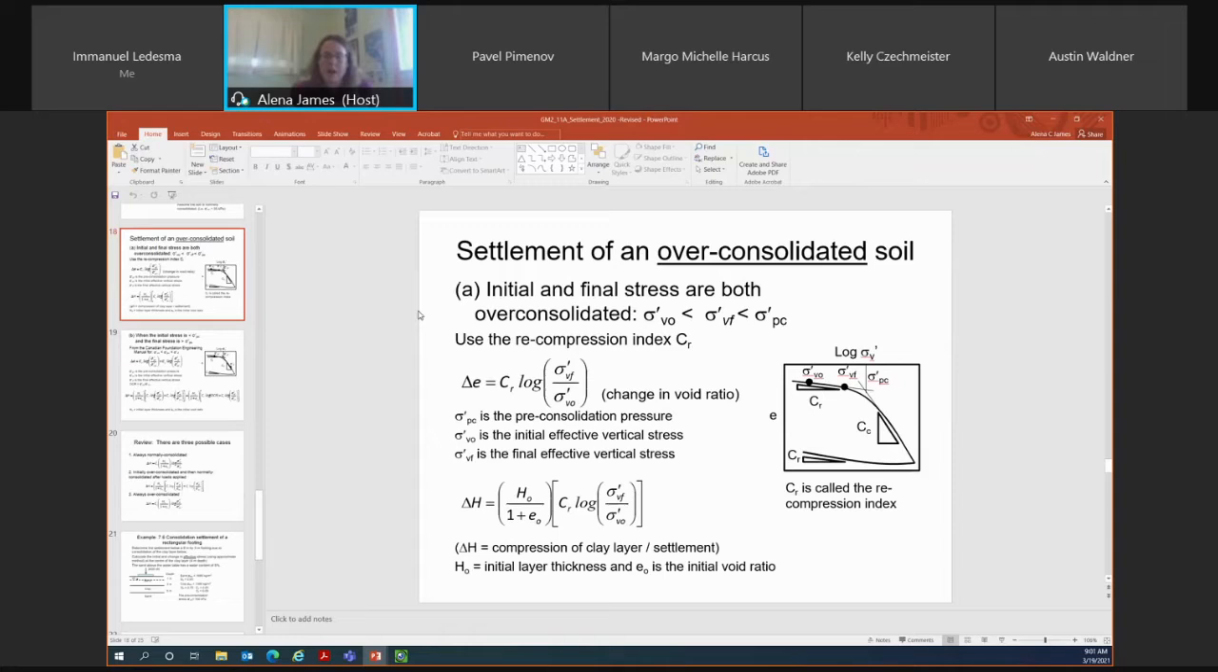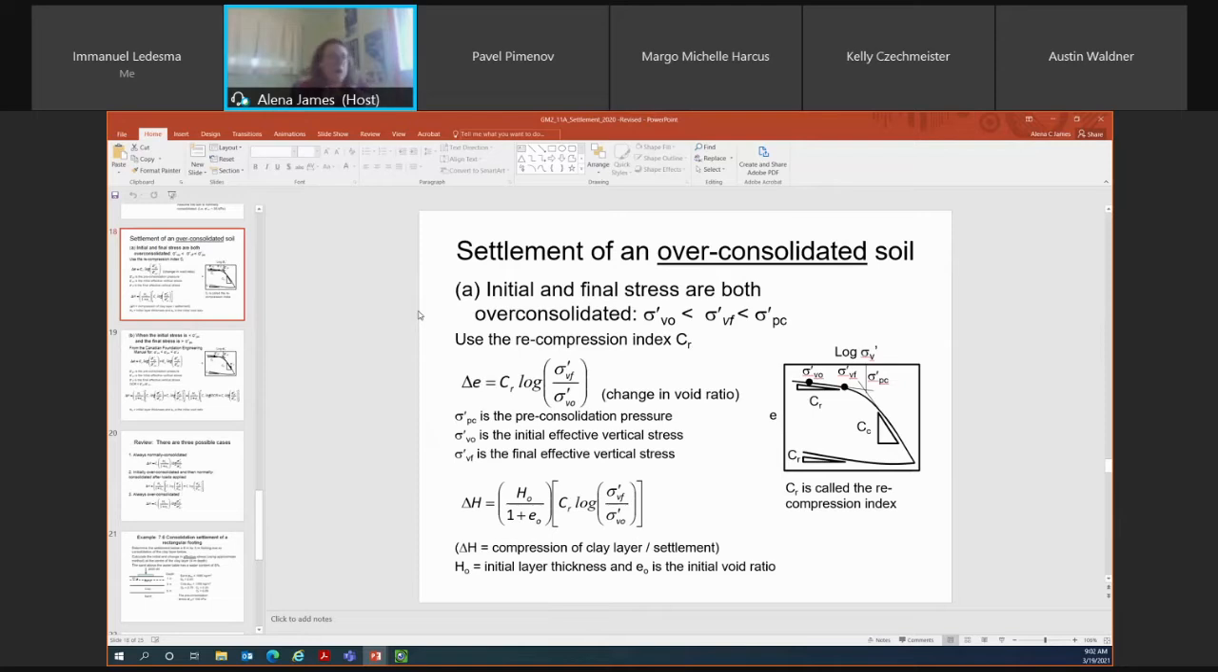Other reasons why your soil may have experienced a higher stress state in the past. Maybe you were doing some preloading to accelerate the consolidation, that sort of thing. So an over-consolidated soil is where both its initial and final stresses are less than your pre-consolidation pressure. So those two values would lie to the left of your pre-consolidation pressure on a consolidation curve.